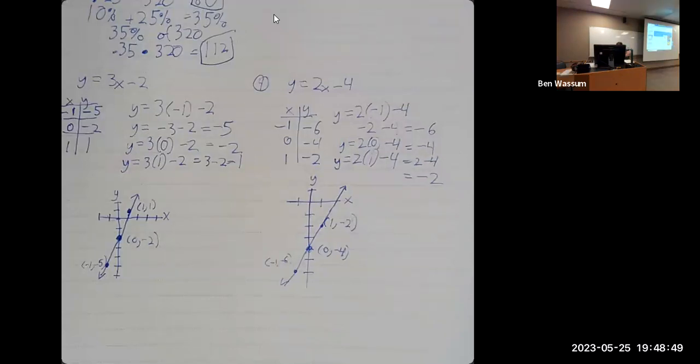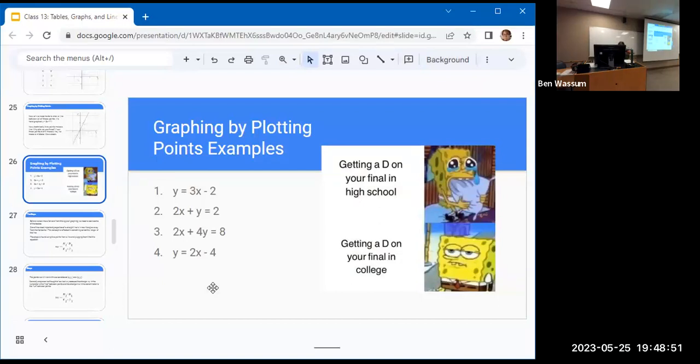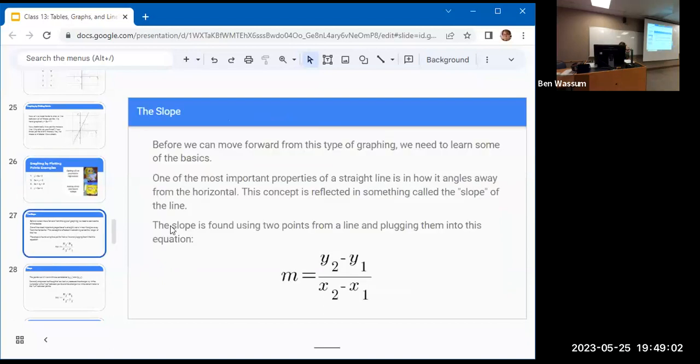Now, like I said, you can kind of see how those points are relating to each other. They were kind of moving up and over roughly the same distance each time. And that's for a reason, because they have the same slope between those points. So moving forward from that type of graphing, we need to understand what the slope is.